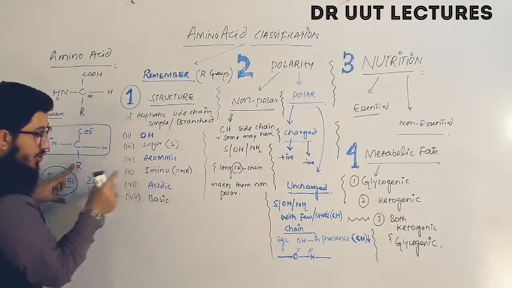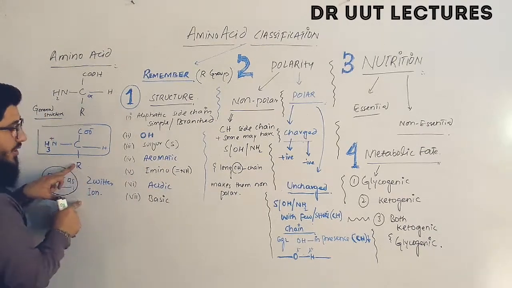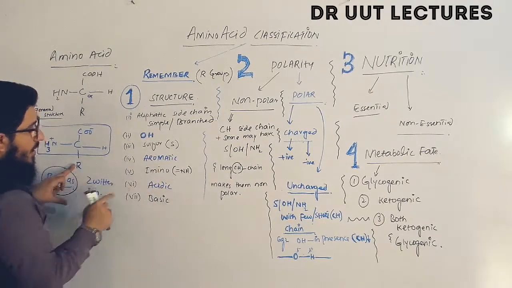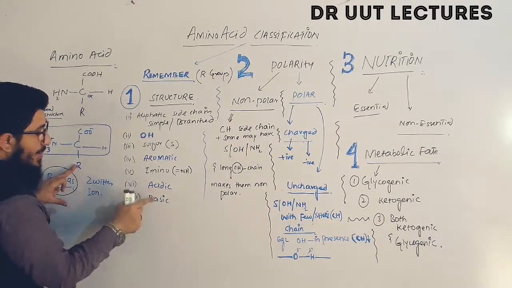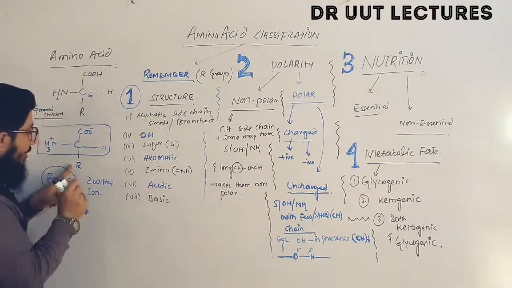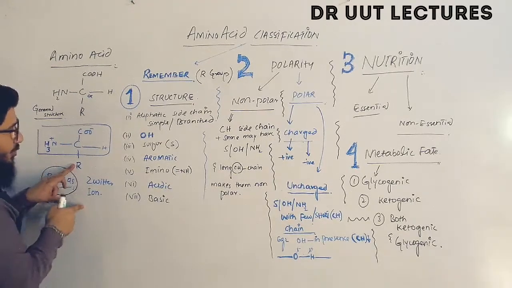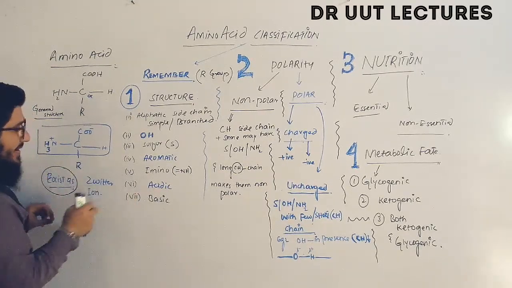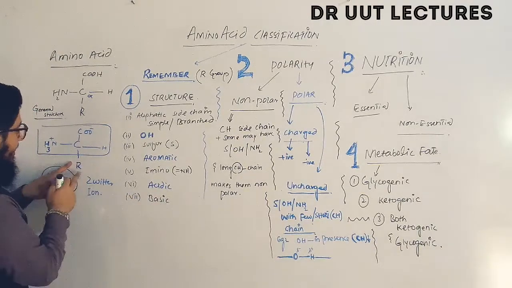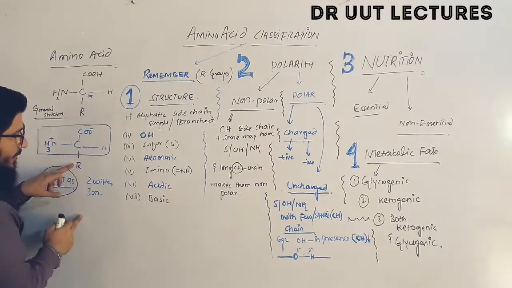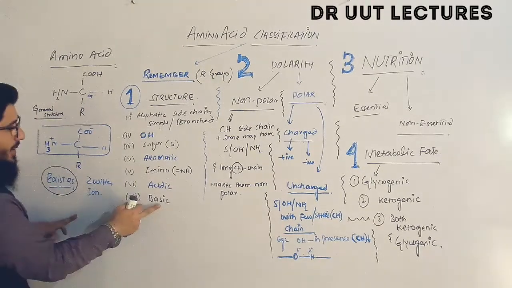And if this functional group is seen here in the R region, then those amino acids are placed in the imino group. And the next ones are acidic and basic. Acidic amino acids are the amino acids that have some extra COO negatives in the side chain, and those are known as acidic. And the basic amino acids are those which contain some NH3 positive or NH in the R group, and those are known as basic amino acids.